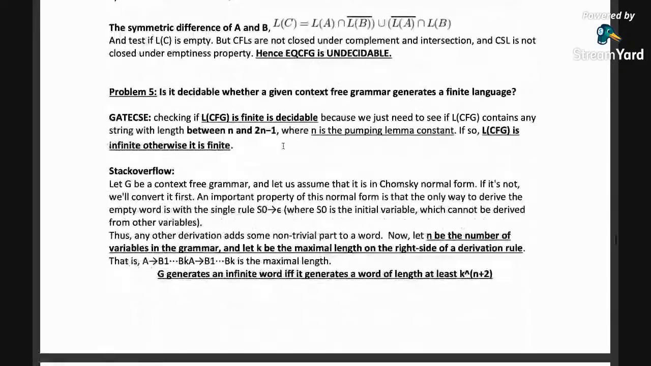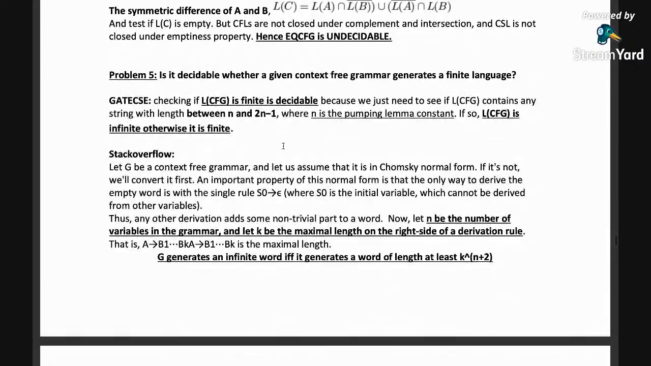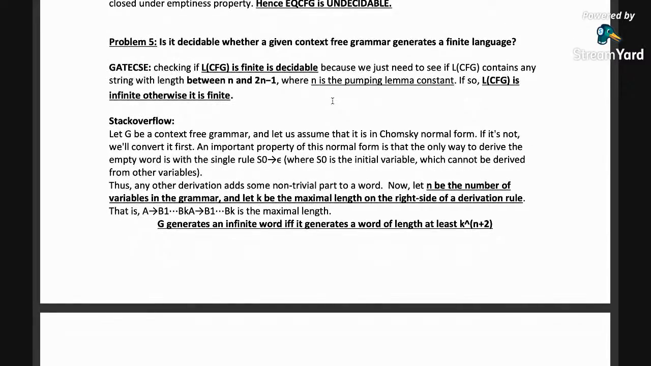Is it decidable whether a given context-free grammar generates a finite language? Checking if the language of a context-free grammar is finite is decidable, because we just need to see if the language of the context-free grammar contains any string with length between n and 2n minus 1, where n is the pumping lemma constant. If so, the language of the CFG is infinite, otherwise it is finite.